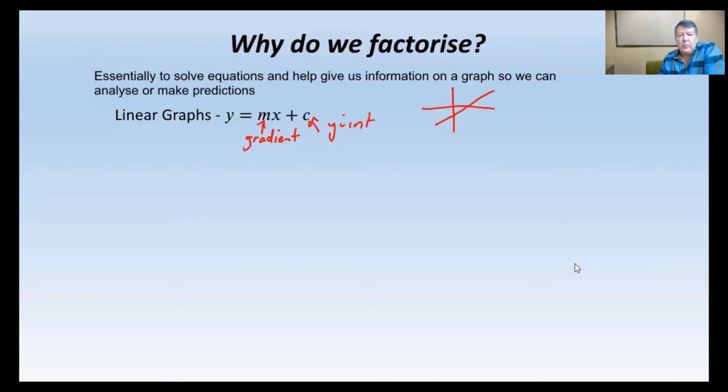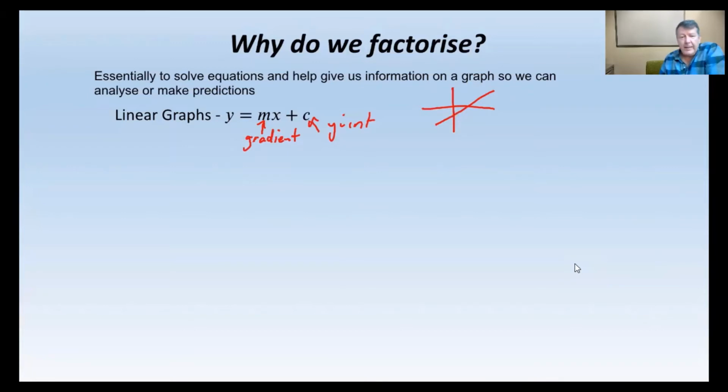Now, if you recall, we use the null factor law to solve for the x-intercept, the solution there. So how do we do that? We let y equal 0. Same as if we're finding the y-intercept, we let x equal 0.